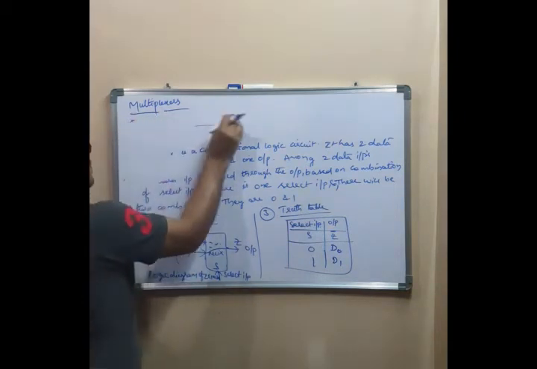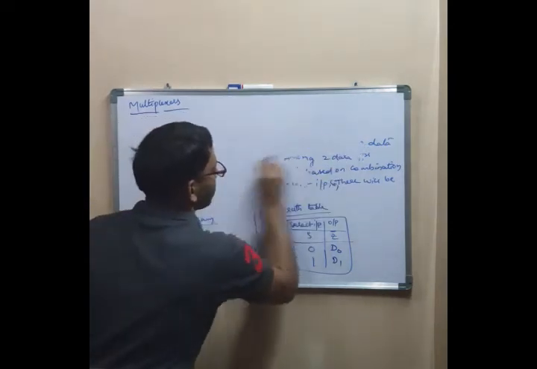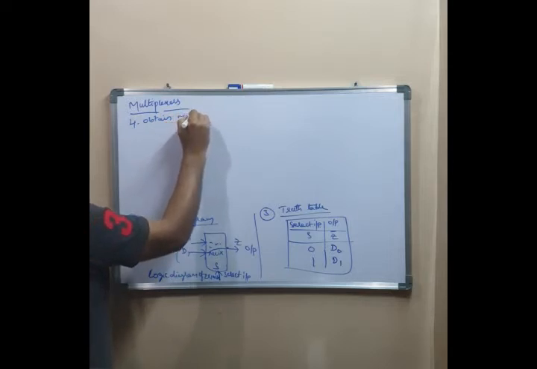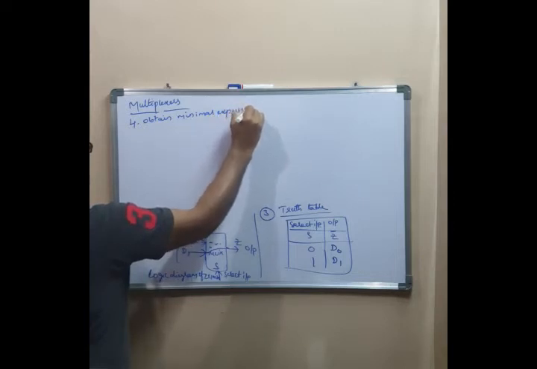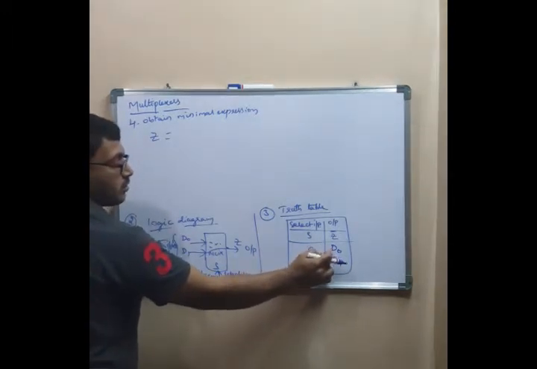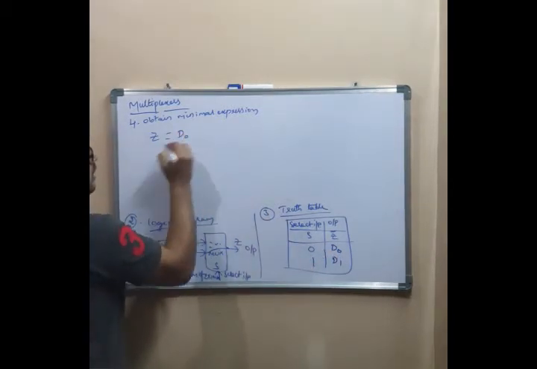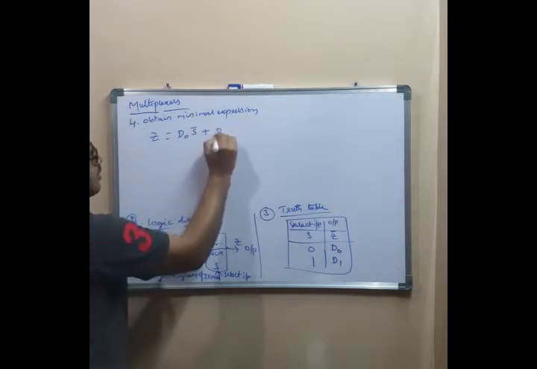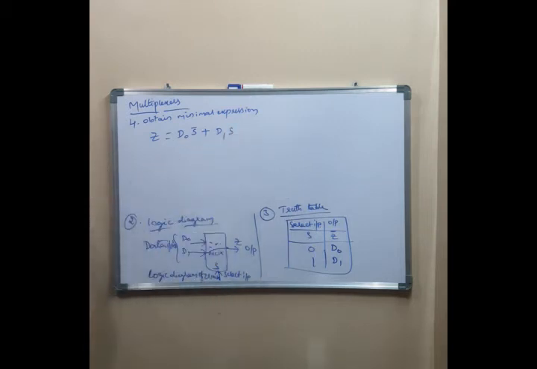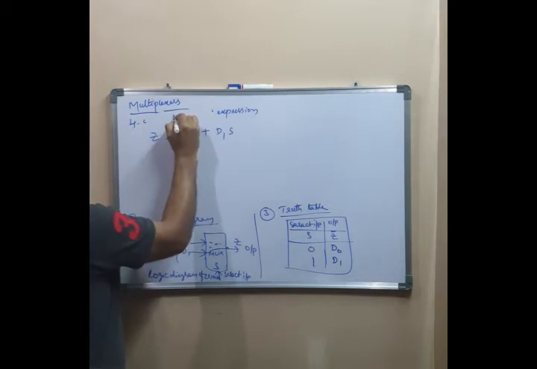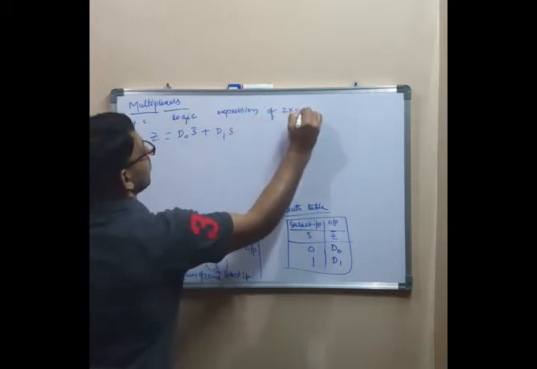So based on the truth table, obtain the minimal expressions. That is the next step, the fourth step. So Z, directly I will write the expression. Z is equal to D0 into S complement plus D1 into S. Right, we call this the logic expression of the 2 × 1 mux.